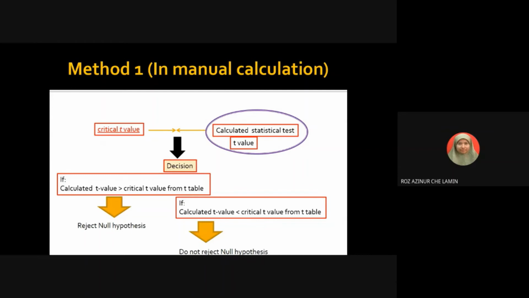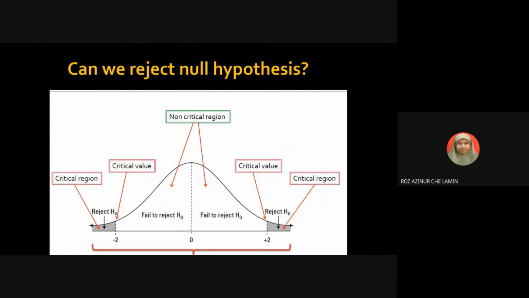This is the critical value. This is the calculated t-value. And what happened? How are you going to make the decision? If the calculated t-value is more than the critical t-value from the table, you have to reject the null hypothesis. If the calculated t-value is lower than the critical t-value, do not reject the null hypothesis. If your calculated value is more than the critical value, you have to reject the null hypothesis.